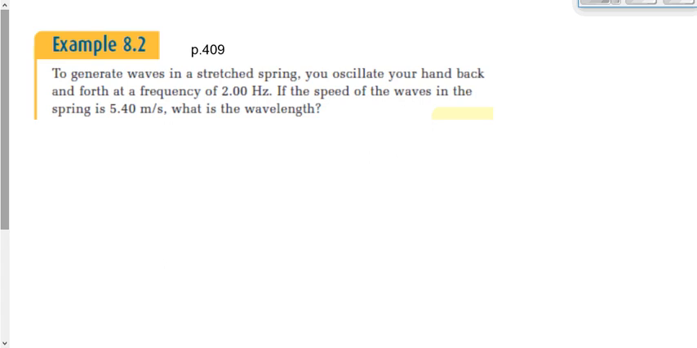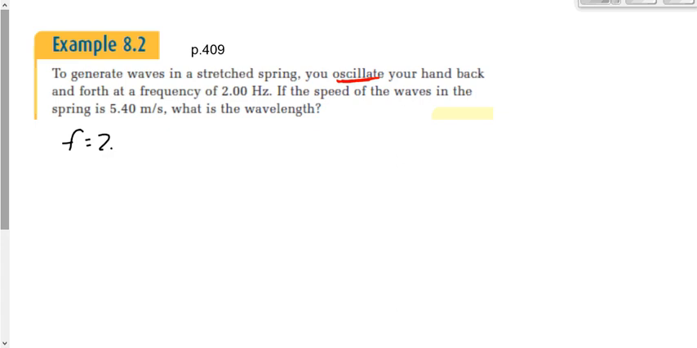All right, let's take a look at this example. It's a pretty straightforward one. Page 409 says, to generate waves in a stretched string, you oscillate. What does oscillate mean? Back and forth, oscillatory motion. So if you take your hand on the slinky, on the stretch spring, and you go back and forth, you oscillate your hand back and forth at a frequency of 2 hertz. The speed of the waves is 5.40. What's the wavelength? Really easy question, right?